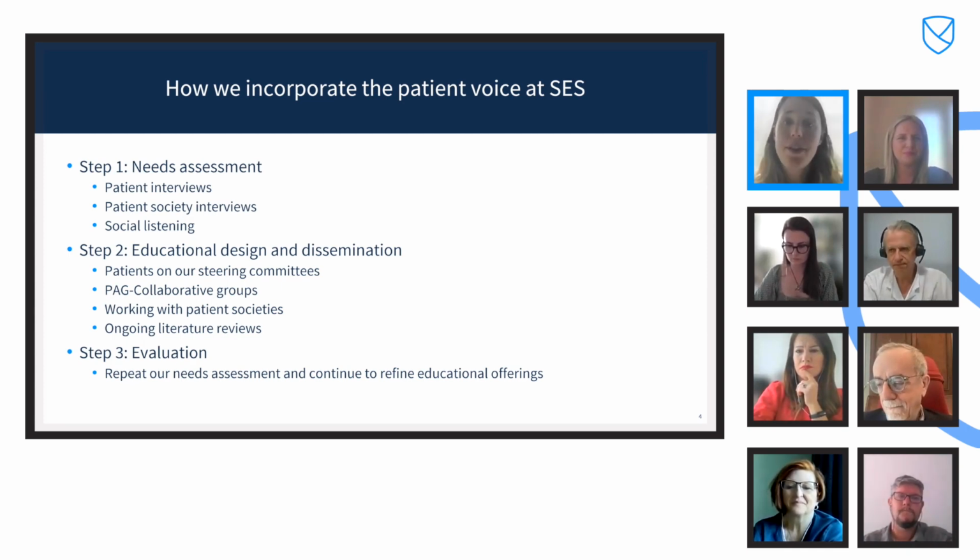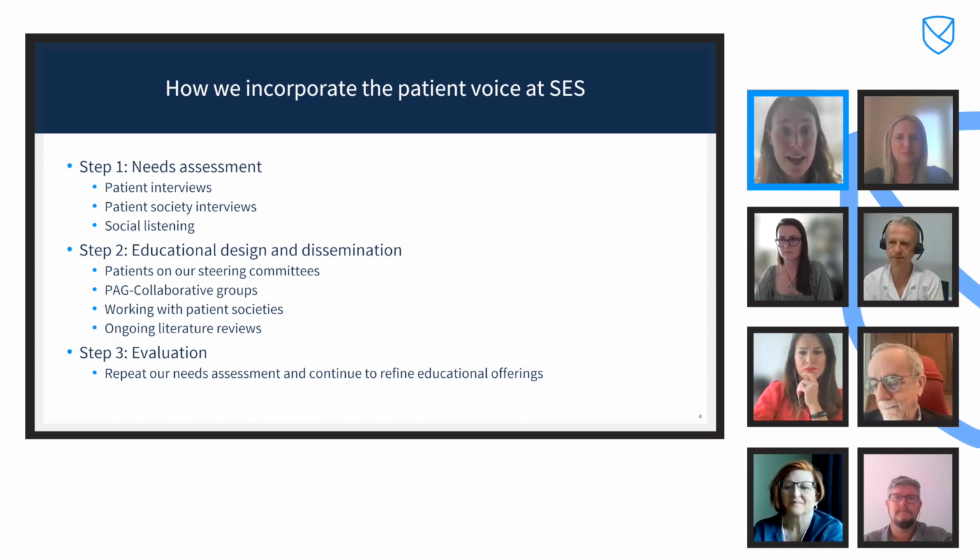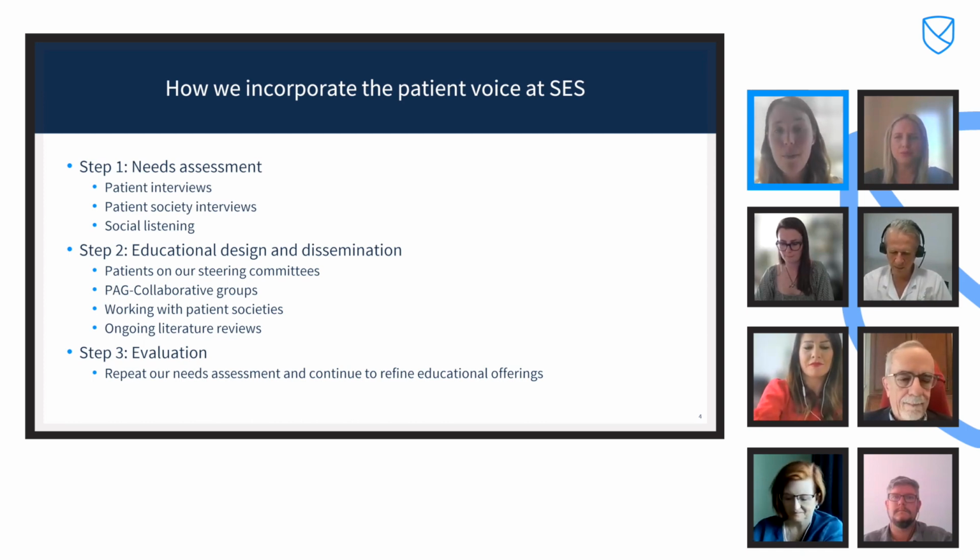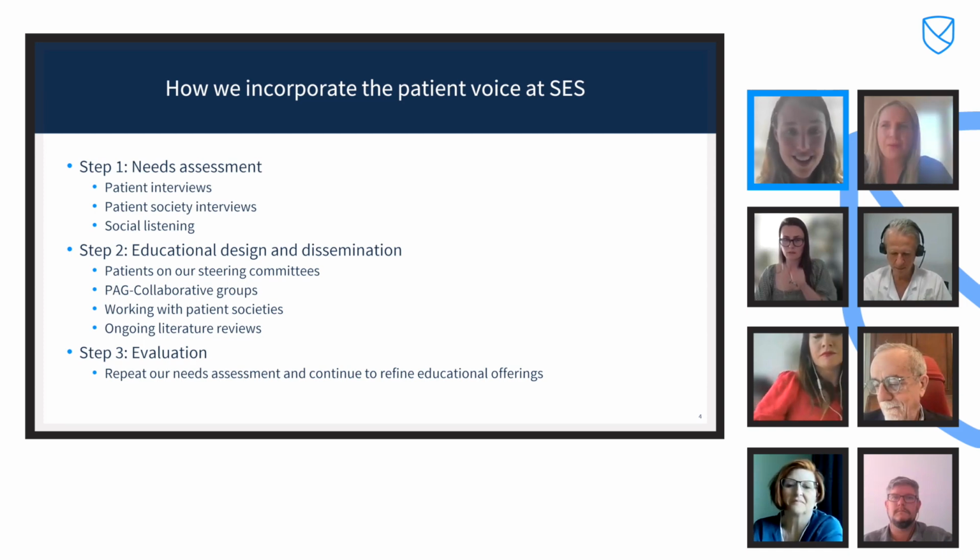We then take this through into educational design. We invite patients to sit on our steering committees alongside healthcare professionals to make sure that their voice is heard, and to ensure that when we're designing any of our educational initiatives, we're taking their perspective on board. We also work with patient advocacy groups, and have their collaboration with some of our educational programs to make sure that we're hearing their voices.